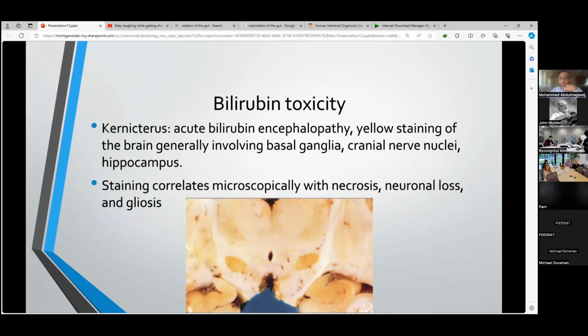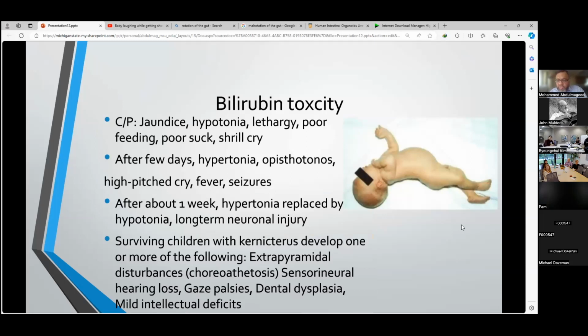Staining correlates microscopically with necrosis, neuron loss, and gliosis. So it's not just a dye, but also has a huge grave effect on brain development. So this is a picture of a baby with kernicterus, unfortunately in the late stage. They of course will come with jaundice, hypotonia, lethargy, poor feeding, poor suckle, and a weak cry.